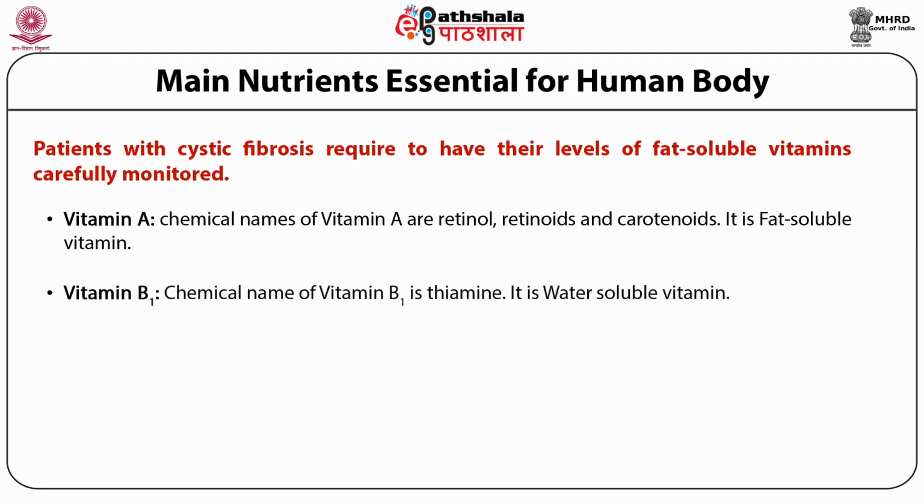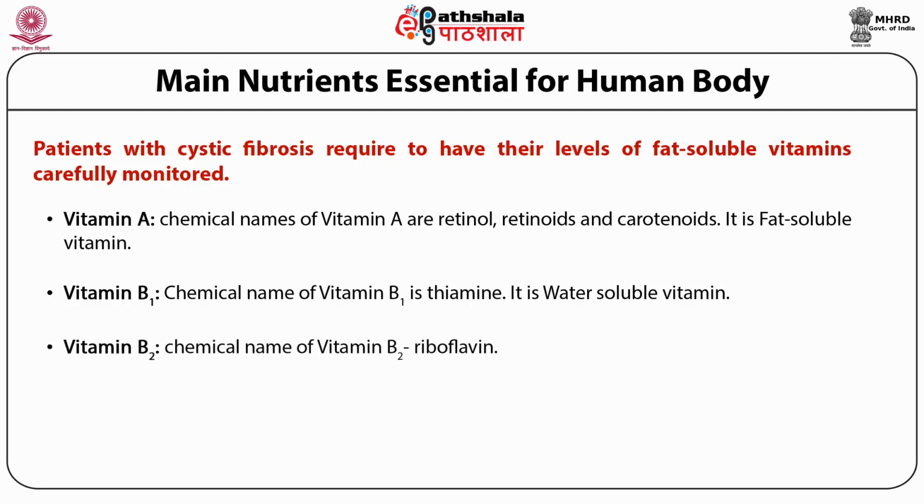Vitamin B1, its chemical name is thiamine. It is a water-soluble vitamin. Deficiency of this can cause diseases like beriberi, Wernicke-Korsakoff syndrome. Overdose of vitamin B1 is rare, with hypersensitive reactions resembling anaphylactic shock when the overdose is due to injection.